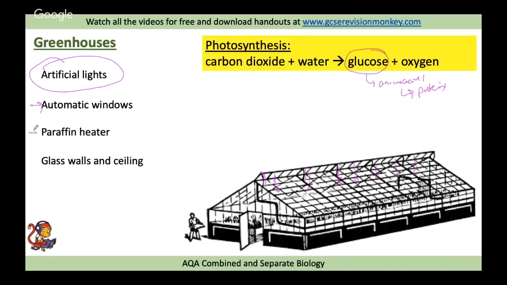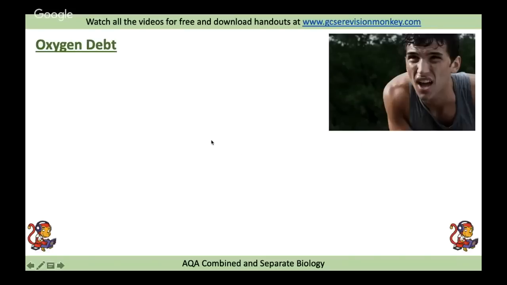You might have a paraffin heater in the winter times. Now these do 2 things, will help you maintain the optimum temperature, and paraffin heaters also release CO2, so that will help with optimizing the carbon dioxide concentration. Things like glass walls and ceiling to allow optimum amount of sunlight to come through. So in all of the things you're talking about, relate it to the limiting factors of carbon dioxide concentration, light intensity, and temperature. And the final one is oxygen debt.